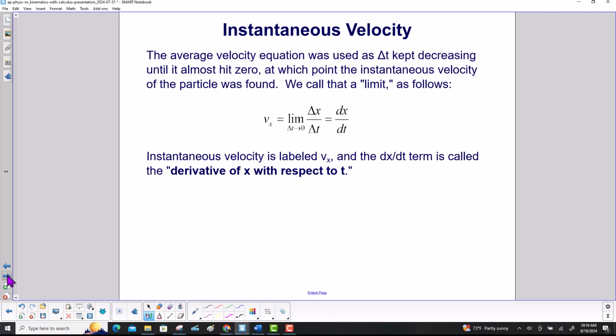Repeating it, the average velocity equation was used as delta t kept decreasing until it almost hit 0, at which point the instantaneous velocity of the particle was found. We call that a limit, as follows. Right over here. So Vx is the limit as delta t approaches 0 of delta x over delta t. And what is this over here, the dx dt? That is the derivative of x with respect to t. So now we're into calculus.